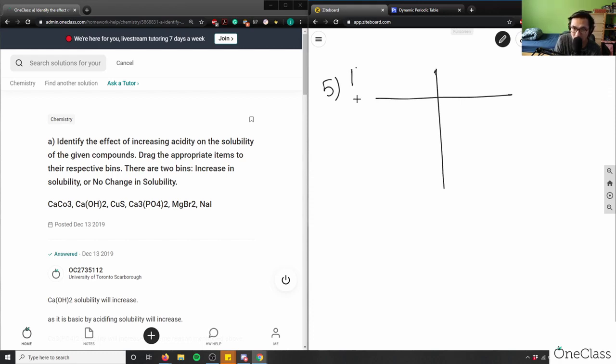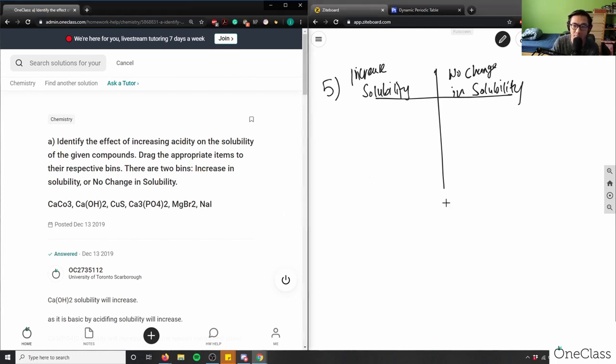I'll say increase in solubility and no change in solubility. So you can say these 2 are our bins, right? So it says identify the effect of increasing acidity. So I have all these guys here, right?